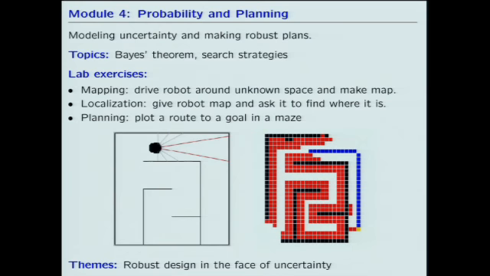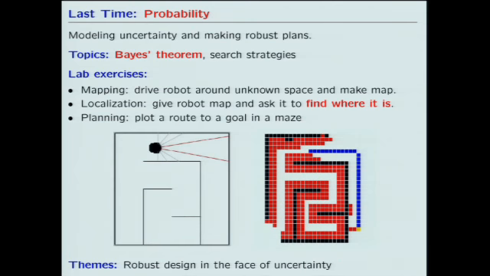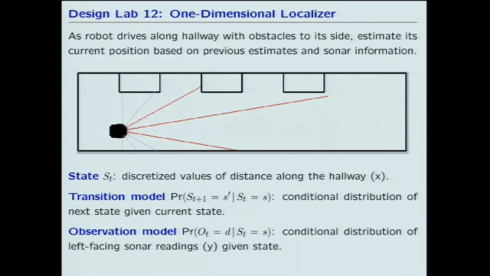Last lecture we talked about probability. The idea was mostly we focused on Bayes' theorem, Bayes' rule. That was a way of updating our belief about some situation based on new information. And this week in Design Lab 12, you'll get a chance to use that in a robot application.